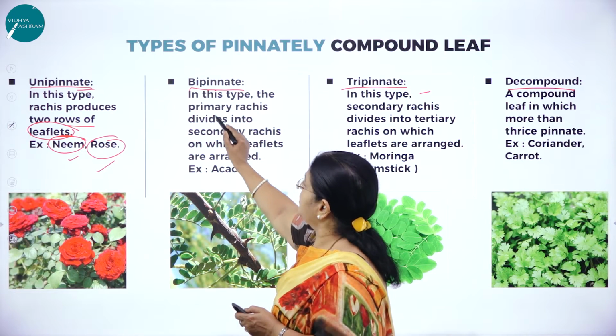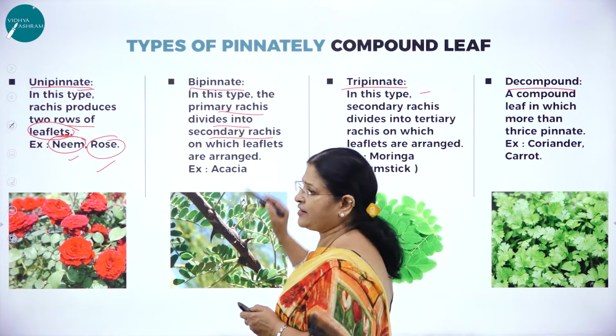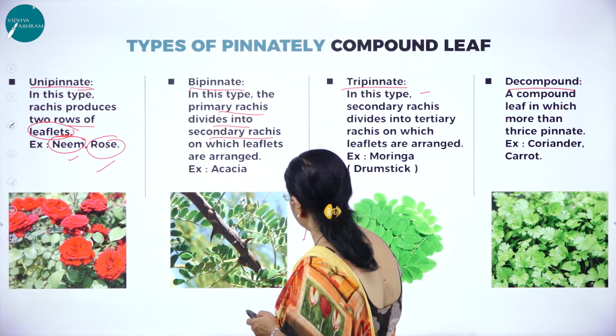Bipinnate: in this type, the primary rachis divides into secondary rachis. So here you can see like this.